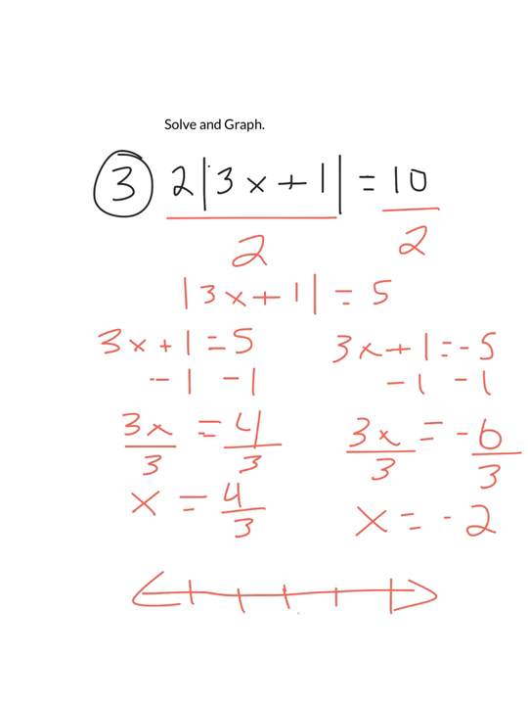All right, so 0, -2, +2. 4/3 is 1 1/3. So 1 1/3 is going to be right about here. Okay, and -2 is right here. Again, make sure they're dots.